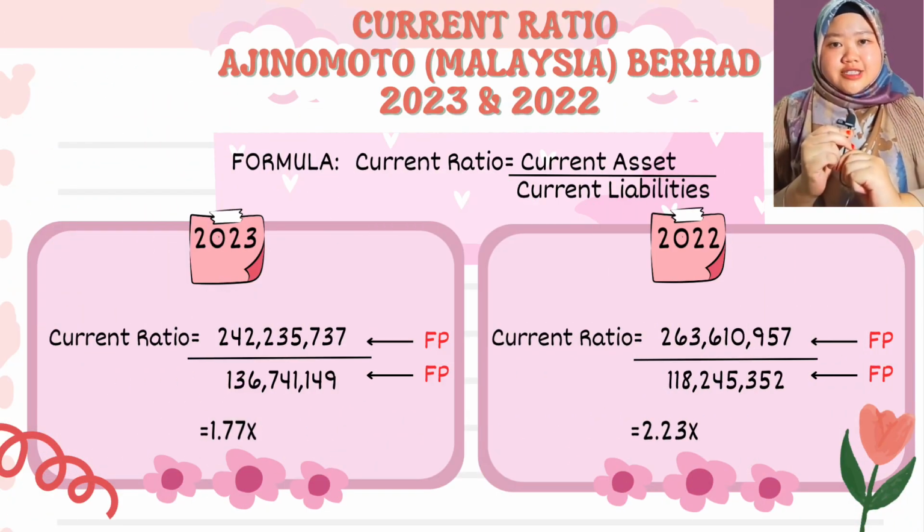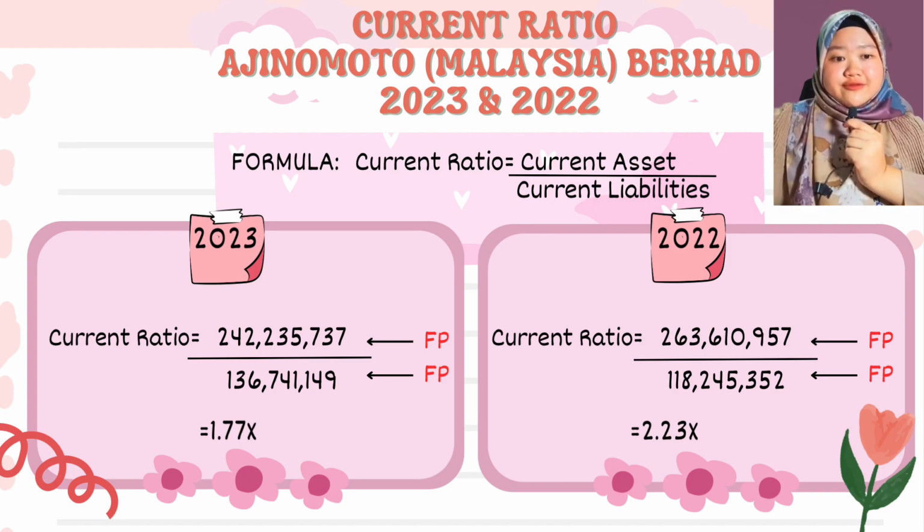Now, let's get into the calculation. First and foremost, never forget to write down the formula before you start calculating. So, as I showed earlier, refer to the statement of financial position for the amount of current asset and current liabilities. For the year 2023, the current asset amount is 242,235,737. The current liabilities amount is 136 million. Now, do the same for the year 2022.